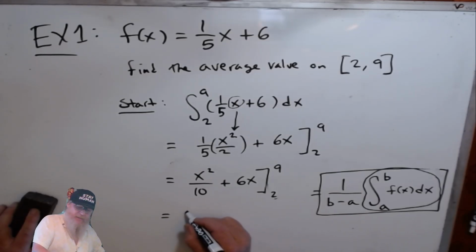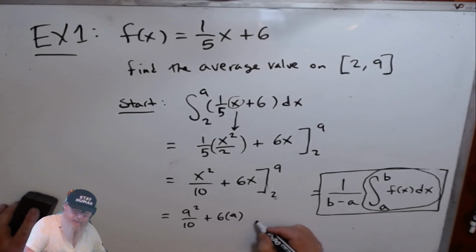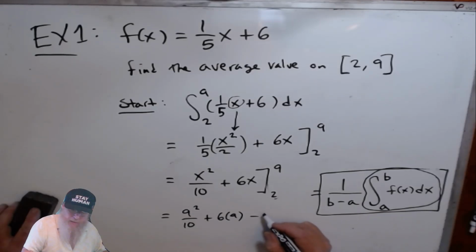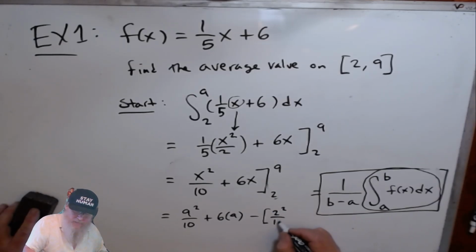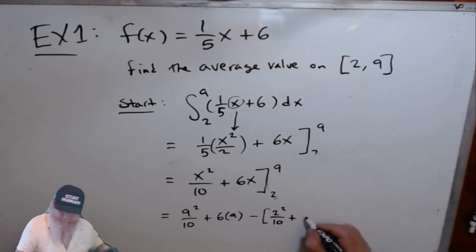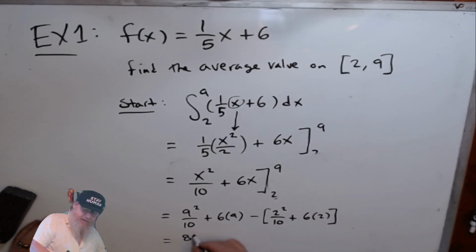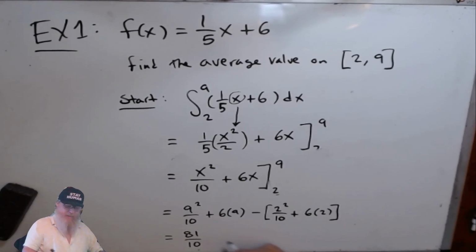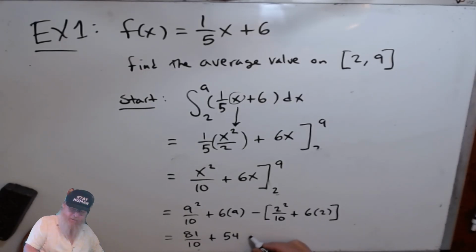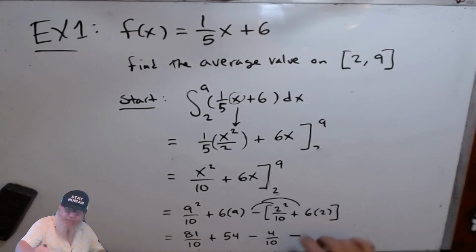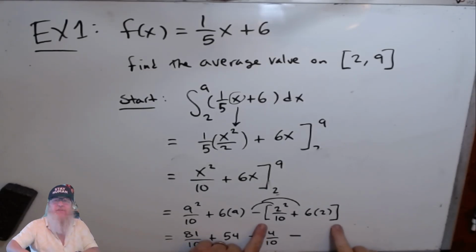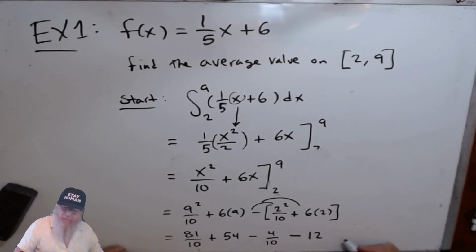Okay, so we're going to get 9 squared over 10 plus 6 times 9 minus, be careful here, I'm just going to use some brackets, 2 squared over 10 plus 6 times 2. So 81/10 plus 54 minus 4/10 minus, so be careful with negatives. That's why I had this extra set of brackets here. 12.